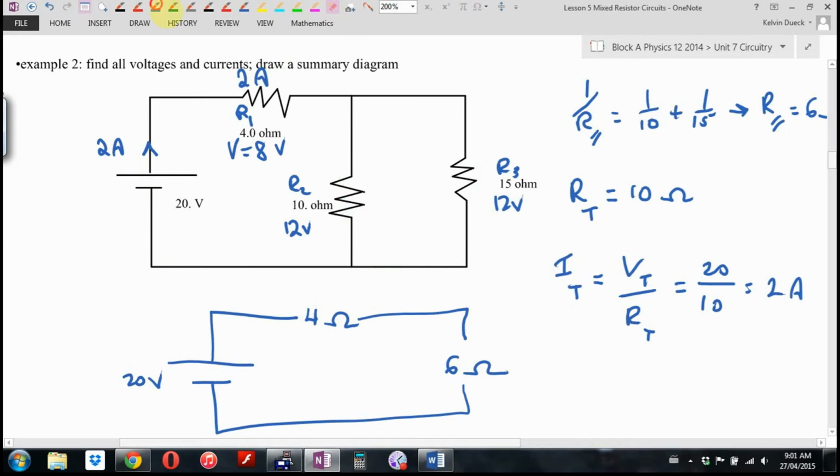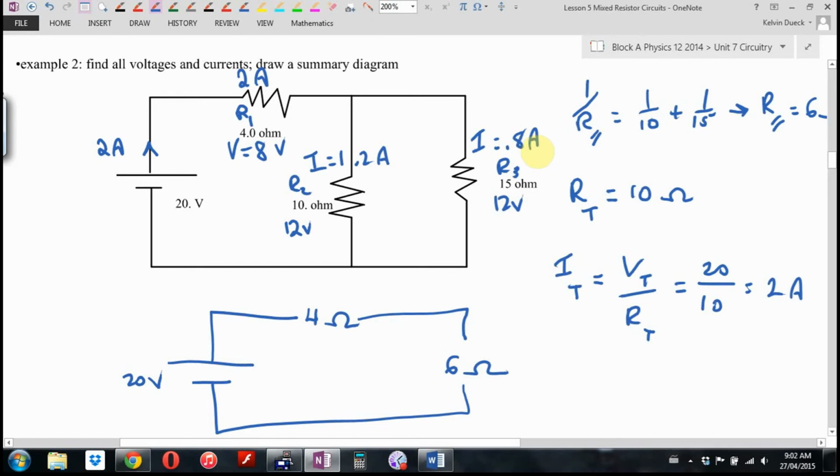I can find current. How many amps in this 10 ohm resistor in R2? 12 divided by 10, 1.2 amps. How many amps should be flowing through the right-hand resistor? If my total is 2, it better be 0.8. Let's double check just for giggles. Does it work out to 0.8? If I go 12 divided by 15? And that would be 1 mark, 1 mark.